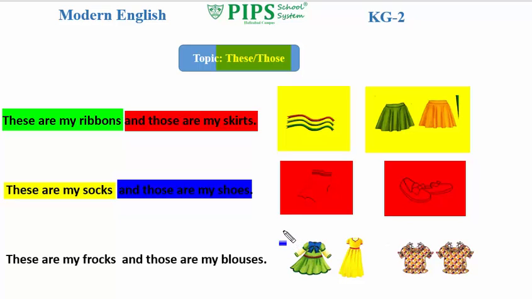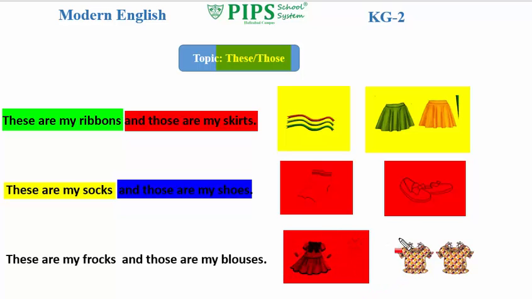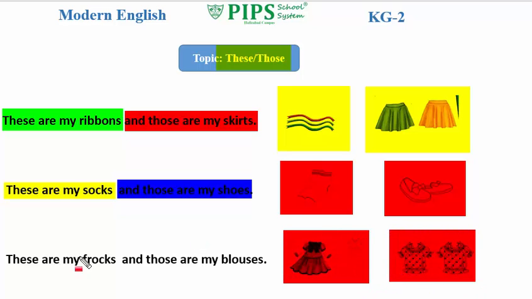Now here are some frocks and blouses. Now read the sentence. These are my frocks. ये मेरी फ्रॉकें हैं. And those are my blouses. और वो मेरी कुर्तियाँ हैं.